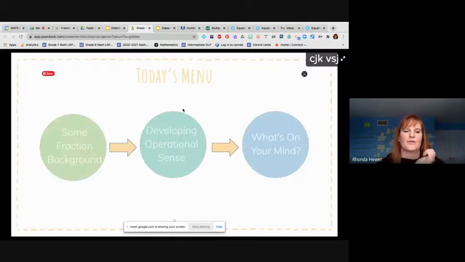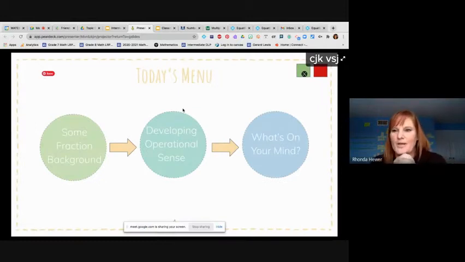Today's menu, we're going to look a little bit about some background in fractions, and then we're going to look at how you can develop the operational sense of your students. And spoiler alert, we actually had some questions on the Slido this time around. So we do have some questions that we are going to address at the very end.